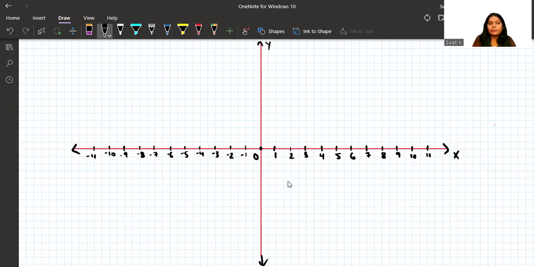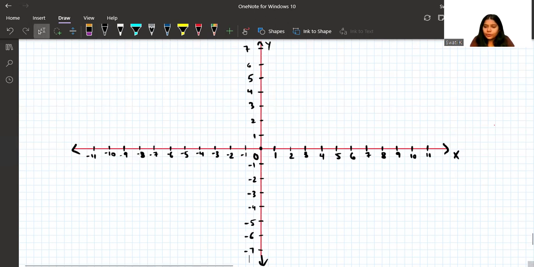-11, and so on. Now I'm going to write down the positive y-axis. On the positive y-axis, it's 1, 2, 3, 4, 5, 6, 7, and so on. And here I'll have -1, -2, -3, -4, -5, -6, -7, and so on, right?